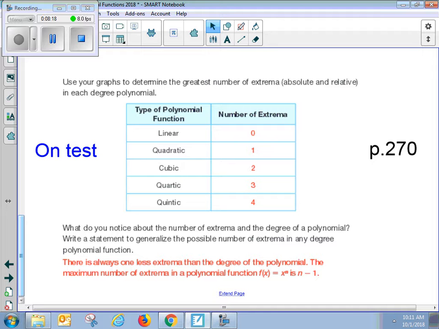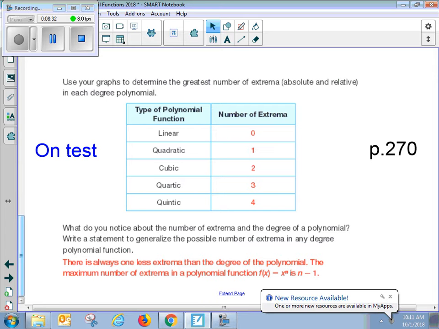Did you find it on the study guide? I knew you took it out. It's not on the first page. I think it's on the next page. Talking about the number of extrema. I'd have to zip through it. I'll look in a sec.